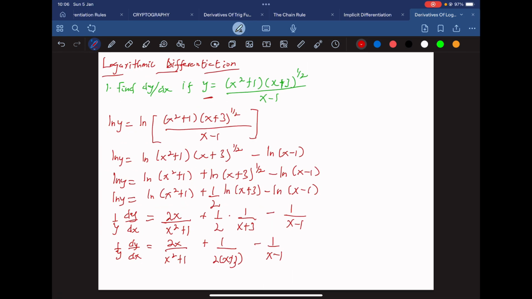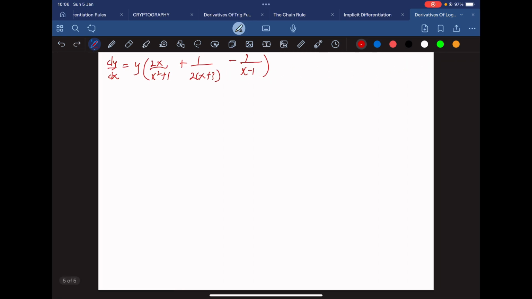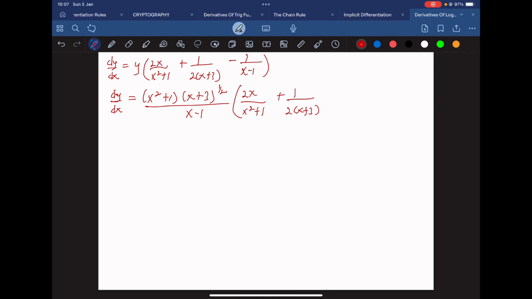Now y was given to you to be this, so you can just replace this y with what was given. So your dy/dx is now (x squared plus 1)(x plus 3) raised to the power 1/2 out of x minus 1. Then you multiply by the rest, so x squared plus 1 out of 2x plus 3 minus 1 out of x minus 1. And this will be your answer.